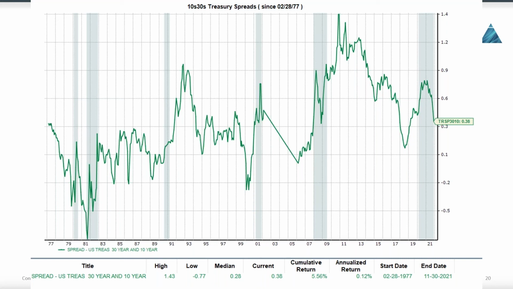So we've seen the 10s and 30s spread at this level multiple times in the past. We saw this even in the 1990s. Remember, that was during the time when we were running a fiscal surplus.